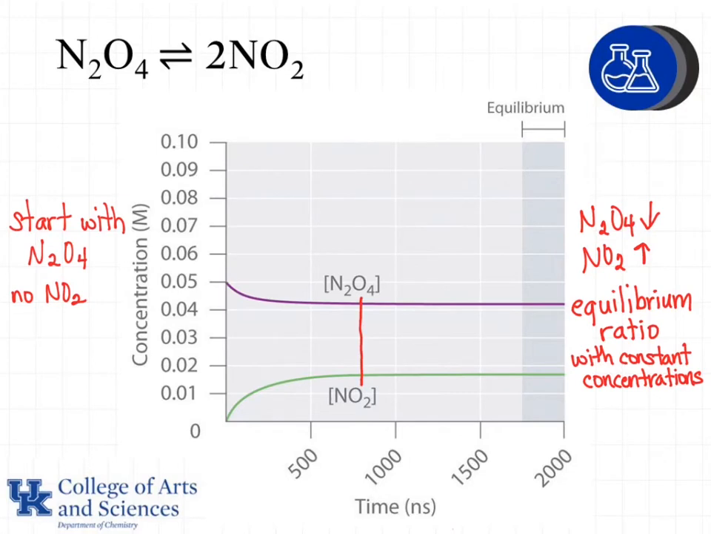It's not that the reaction stops, it's that the rate of the forward reaction, so N2O4 becoming NO2, and the reverse reaction, NO2 becoming N2O4, are equal. So the forward and reverse reactions are happening at the exact same rate, but the reactions are still occurring.